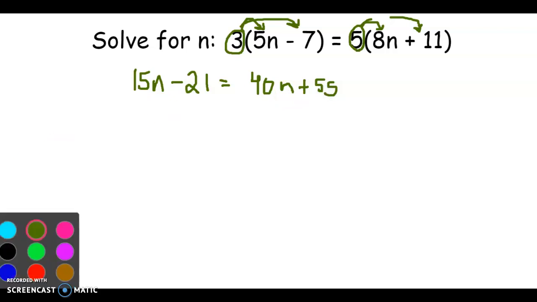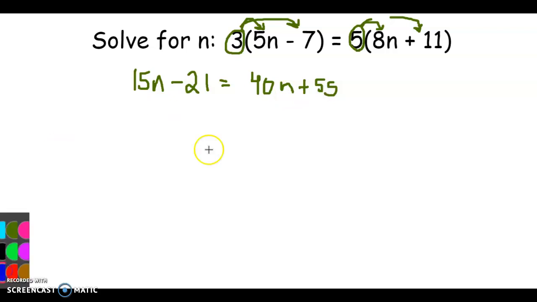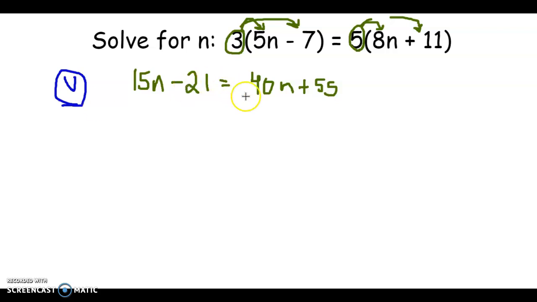Now I'm going to change colors because I'm going to bring all of my variables to the left side of the equal sign. Remember, all my variables go to the left because that's how I like to solve a two-step equation, with my variables on the left side. In order to do that, I'm going to start by drawing my ladder. Anything I do to one side of that ladder, I'm doing to the other.